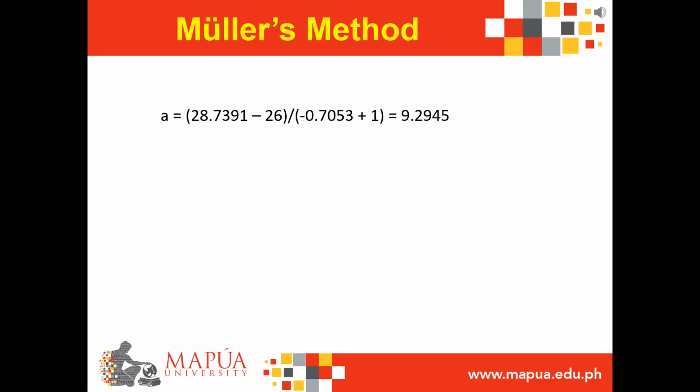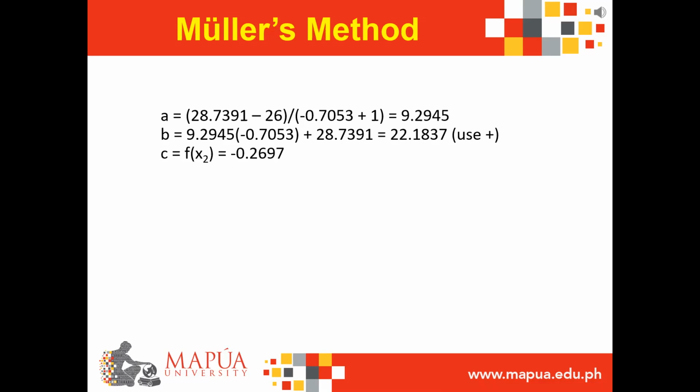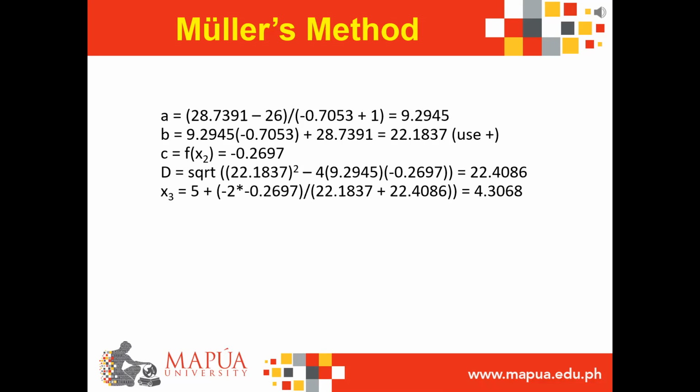We then evaluate our coefficient A having the formula with a value of 9.2945, B with a value of 22.1837 based from our solution. And again, since this is positive, we use plus, and a C equal to fx2, which is negative 0.2697. Your D would turn out to be the square root of b squared minus 4ac, which gives us a value of 22.4086, and an x3 now equivalent to 4.3068. With an error value of 0.2810%, meaning we need to repeat the process.